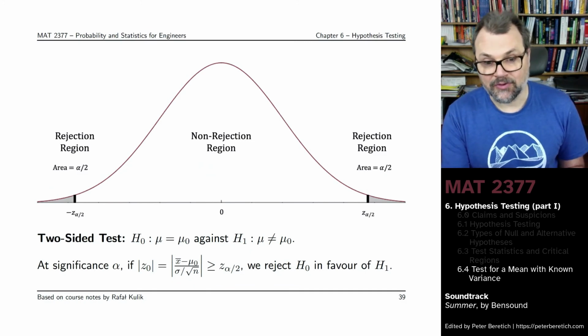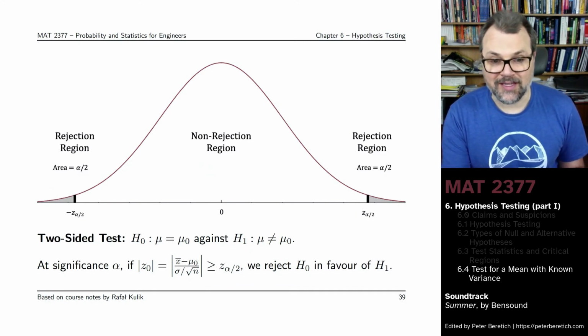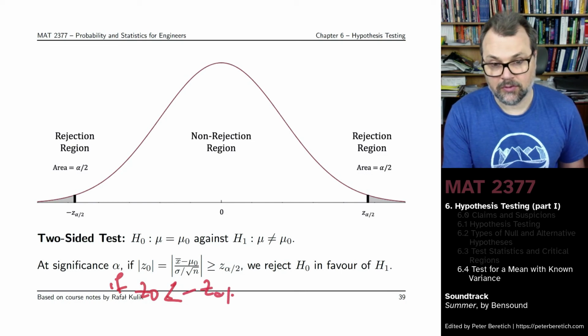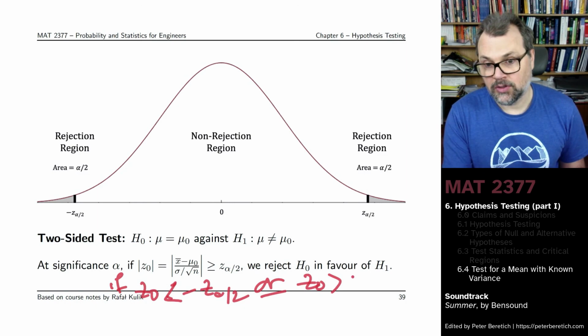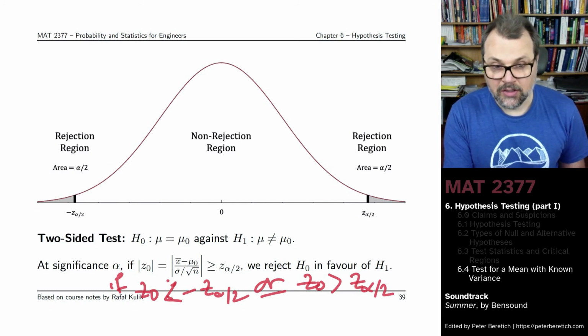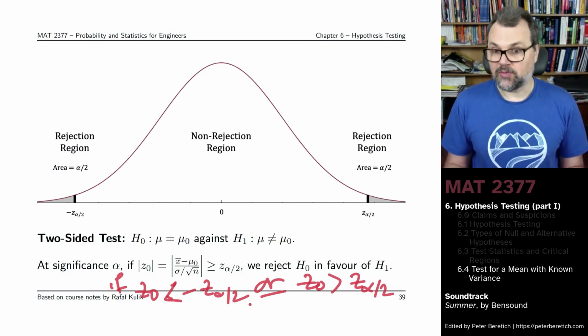And we put the absolute value here so that we don't have to say if Z0 is smaller than minus Z alpha over 2, or Z0 is larger than the other critical value at alpha over 2, then we would reject, and so on. So this expression here covers both cases simultaneously.